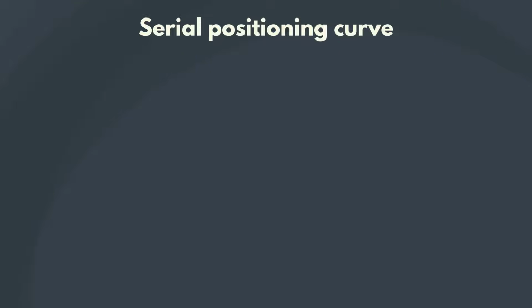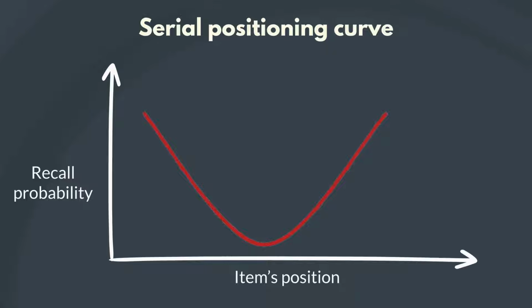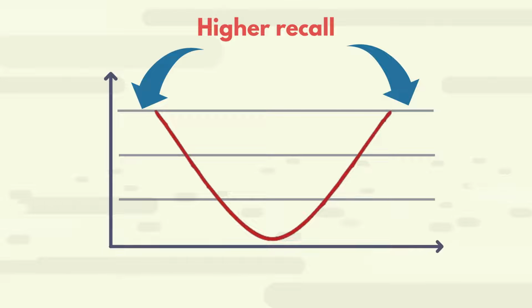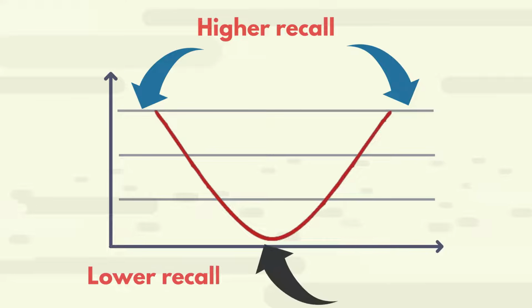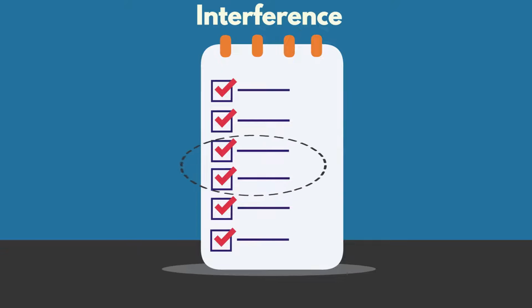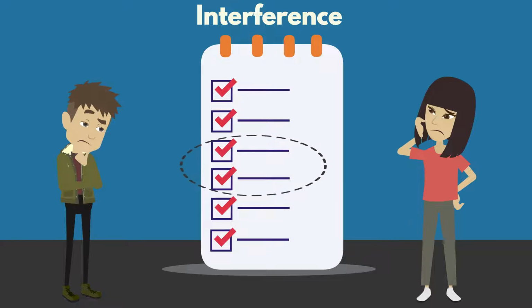The serial positioning curve illustrates these effects by mapping recall probability against an item's position in a sequence. The curve typically forms a U-shape, higher recall for items at the beginning and end, and lower recall for items in the middle. Items in the middle are often subject to interference from both previously presented and subsequently presented information, making them harder to remember.